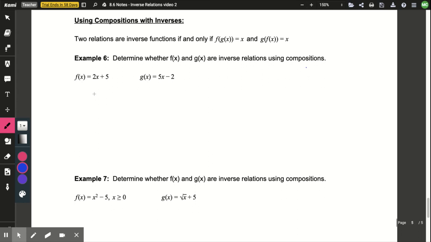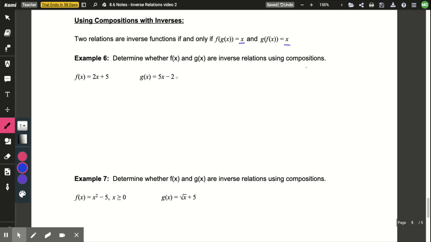Okay, compositions and inverses are related. Compositions was our topic previously. So the relationship is that two functions are inverses if and only if f of g of x gives you x and g of f of x also gives you x. So if you compose them either way, you have to get the same result, and not just any result, but it has to come out to be x.